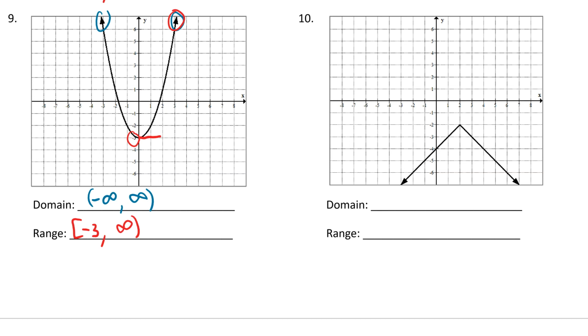All right, and the last one. So for domain, leftmost point is an arrow, so negative infinity. Rightmost point is an arrow, so positive infinity. For range, for going down, we see an arrow, so it's negative infinity. And our topmost point is here at -2. So it goes up to -2 with a bracket. And that's it for domain and range of graphs.